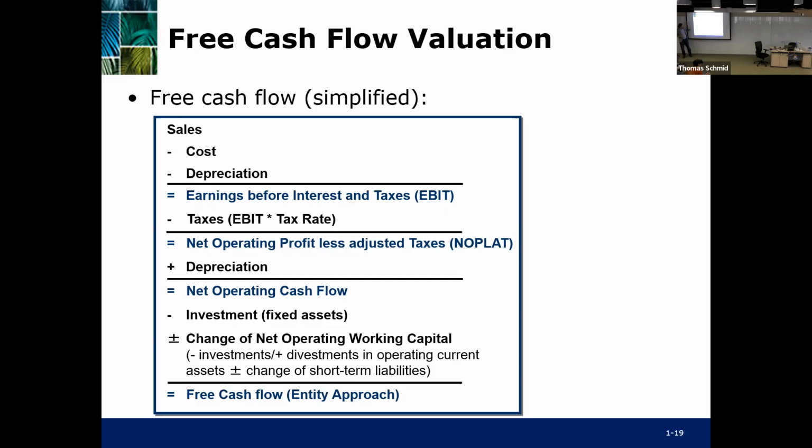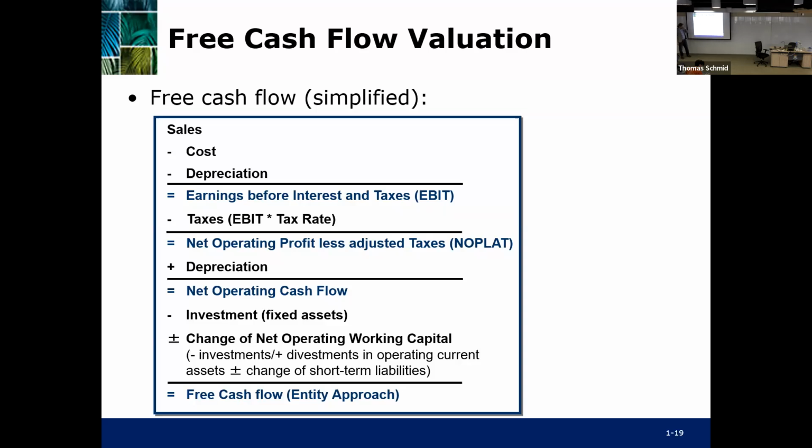If we wouldn't have subtracted the depreciation here, the earnings before interest and taxes would be too high, and our taxes would be too high. So we subtracted here and we added back here. Again, we subtracted here because it's necessary to calculate the correct taxes, but we don't want to subtract it because it's not a cash relevant position, so we add it back here. So that gives us then the net operating cash flow.